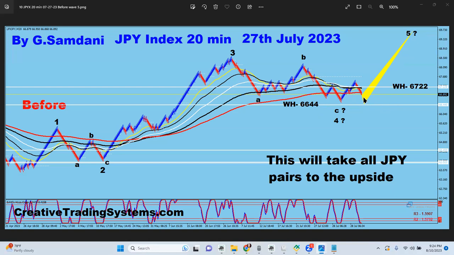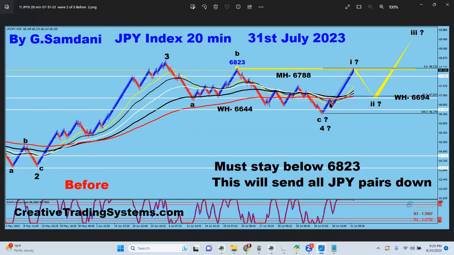So what happened to this chart? If it starts bouncing and going to the upside, what will happen? I said this will take all yen pairs to the upside. So if it bounces from here and goes up, then all yen pairs should be going to the upside, and I should be having long trades in yen pairs, right? Simple as that. So let's see what happened to this chart.